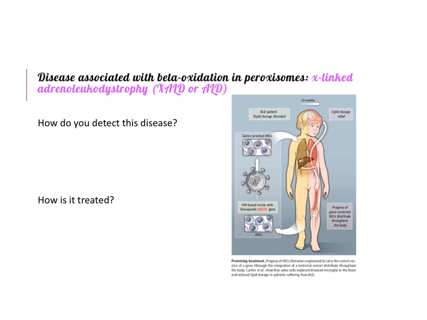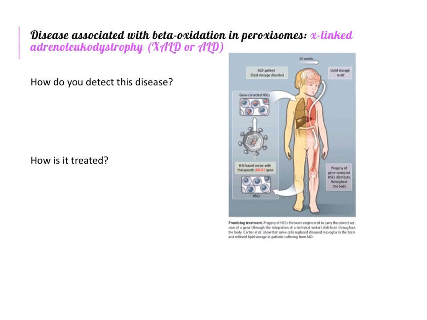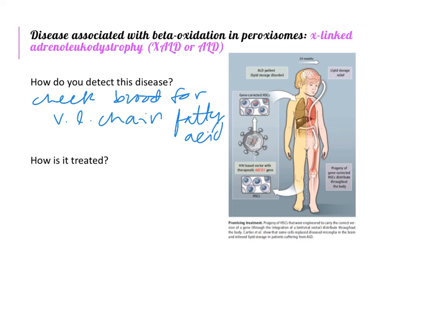Okay, so how do you detect this disease? It's actually kind of tricky to detect it because there are many different phenotypes. But the first thing that is looked for is you check the blood for the very long chain fatty acids. This is also a disease that's being screened for in newborn screening. It's not typically as successful as the MCAD newborn screening because there are different phenotypes related to it.